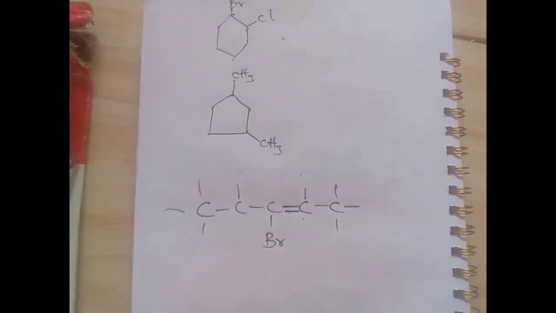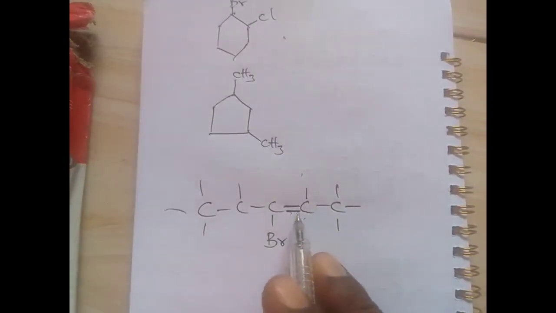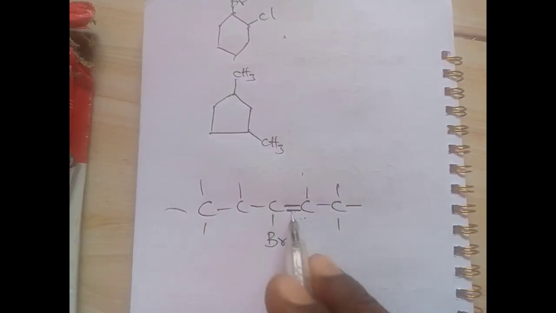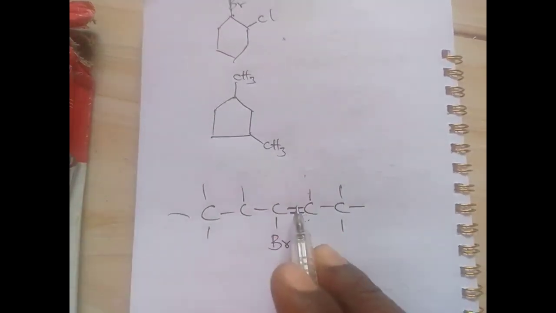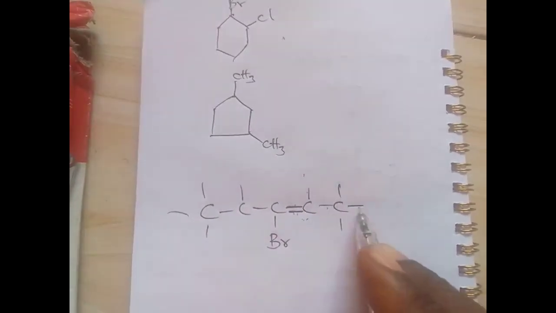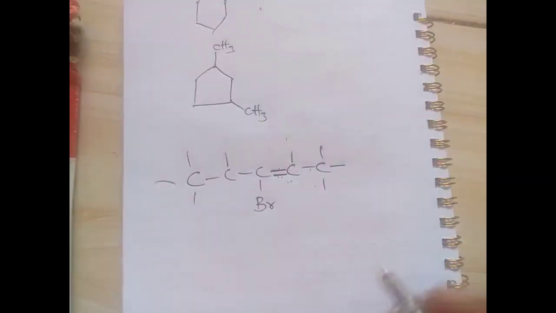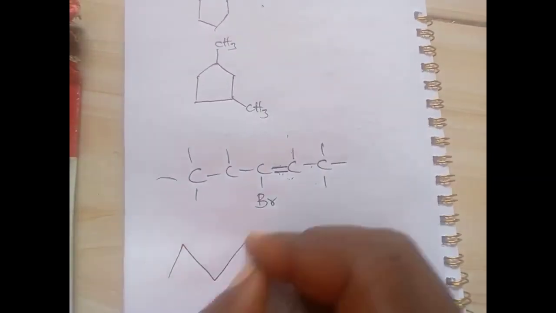So complete. Every carbon must have a maximum of 4 bonds to it. 1, 2, 3, 4. The next question says, draw the following cycloalkane, chair conformation of cyclohexane, boat conformation of cyclohexane, staggered form of alkane, eclipse form of alkane. Now, the chair conformation looks this way.